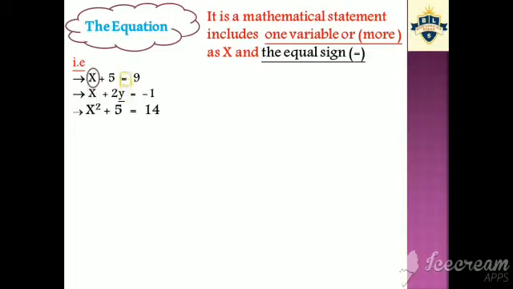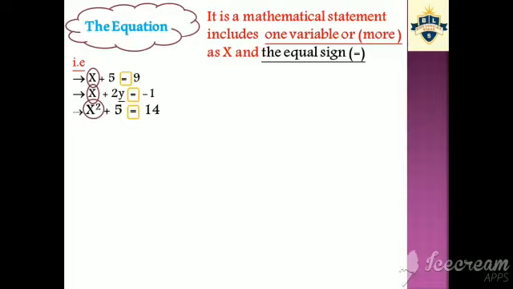So this is an equation. Another example, if we have x plus 2y equal negative 1, what is this, equation or not equation? Yes, this is an equation. Why? Because we have a variable x and the sign of equal. If we have x power 2 plus 5 equal 14, what is this, equation or not equation? Yes, equation. Why? Because we have a variable x and the sign of equal.